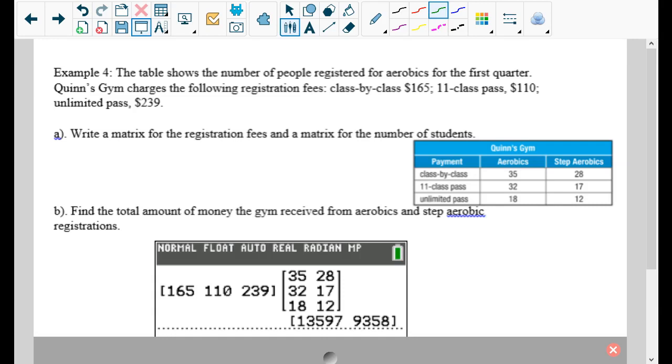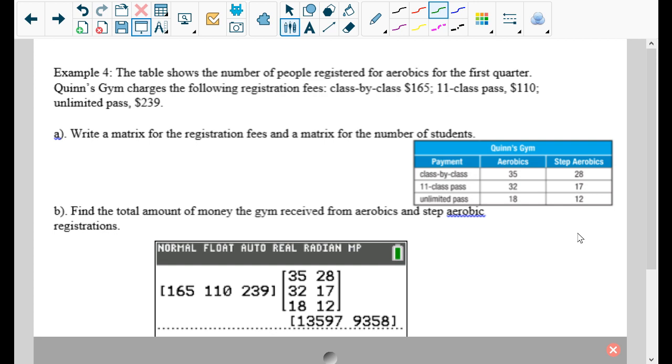I've got one more example here on the next page, on the bottom. Example 4 says the table shows the number of people registered for aerobics for the first quarter. Quinn's gym charges the following registration fees. Class by class is $165, 11 class pass is $110, and unlimited is $239. So first thing is I want to calculate a price. How much is it going to be?